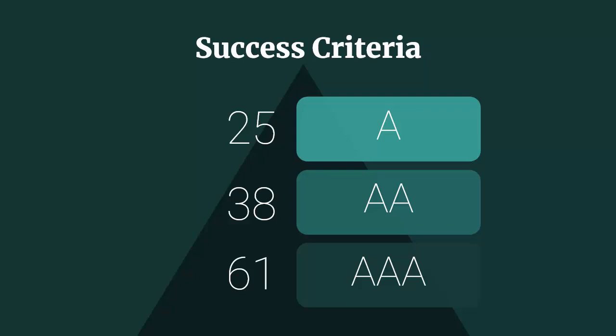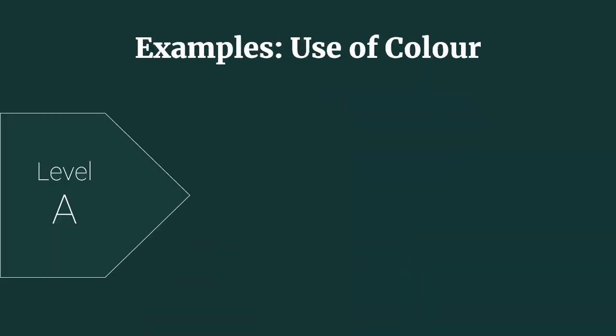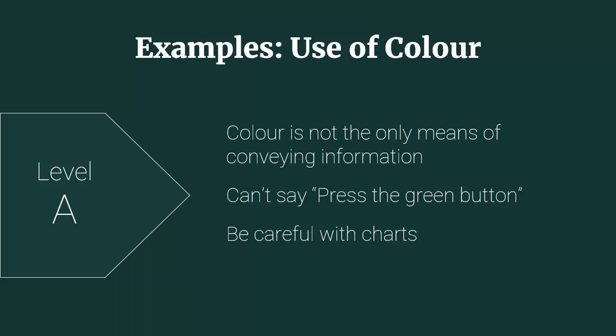Let's look at a few examples of success criteria at the different levels. We'll look at examples that dictate the use of colour on our website, starting with Level A. At Level A, we have to ensure that colour is not the only means of conveying information. That means we can't present the user with a load of unlabelled different coloured buttons and ask them to press the green one. It sounds simple enough, but you have to be careful with the use of things like data charts, because you can't use colour alone to identify a series or trend.